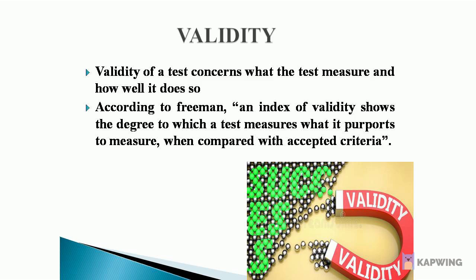So, here the first characteristic of a good tool is validity. Validity of a test concerns what the test measures and how well it does so. According to Freeman, an index of validity shows the degree to which a test measures what it purports to measure, when compared with accepted criteria. It means the extent to which a test or other measuring instrument fulfills the purpose for which it is used.